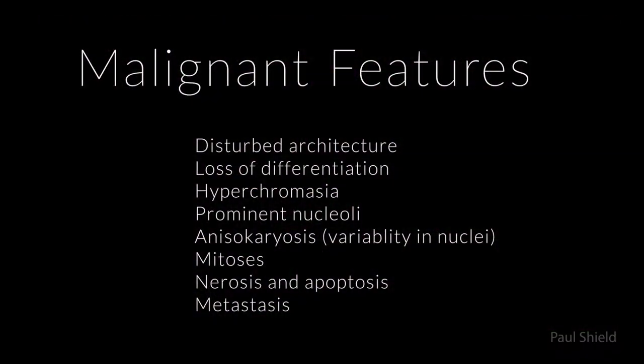So in summary, what we can see is disturbed architecture and loss of differentiation. So the cells not specialising as they should do and forming the tissue architecture they should. Nuclei themselves are quite dark staining, variable in size and shape, have quite prominent nucleoli. That's a feature of adenocarcinomas, glandular tumours. We saw mitoses, necrosis and apoptotic debris, and metastasis is a key feature of many malignancies, particularly carcinomas, and that was demonstrated in the lymph node.